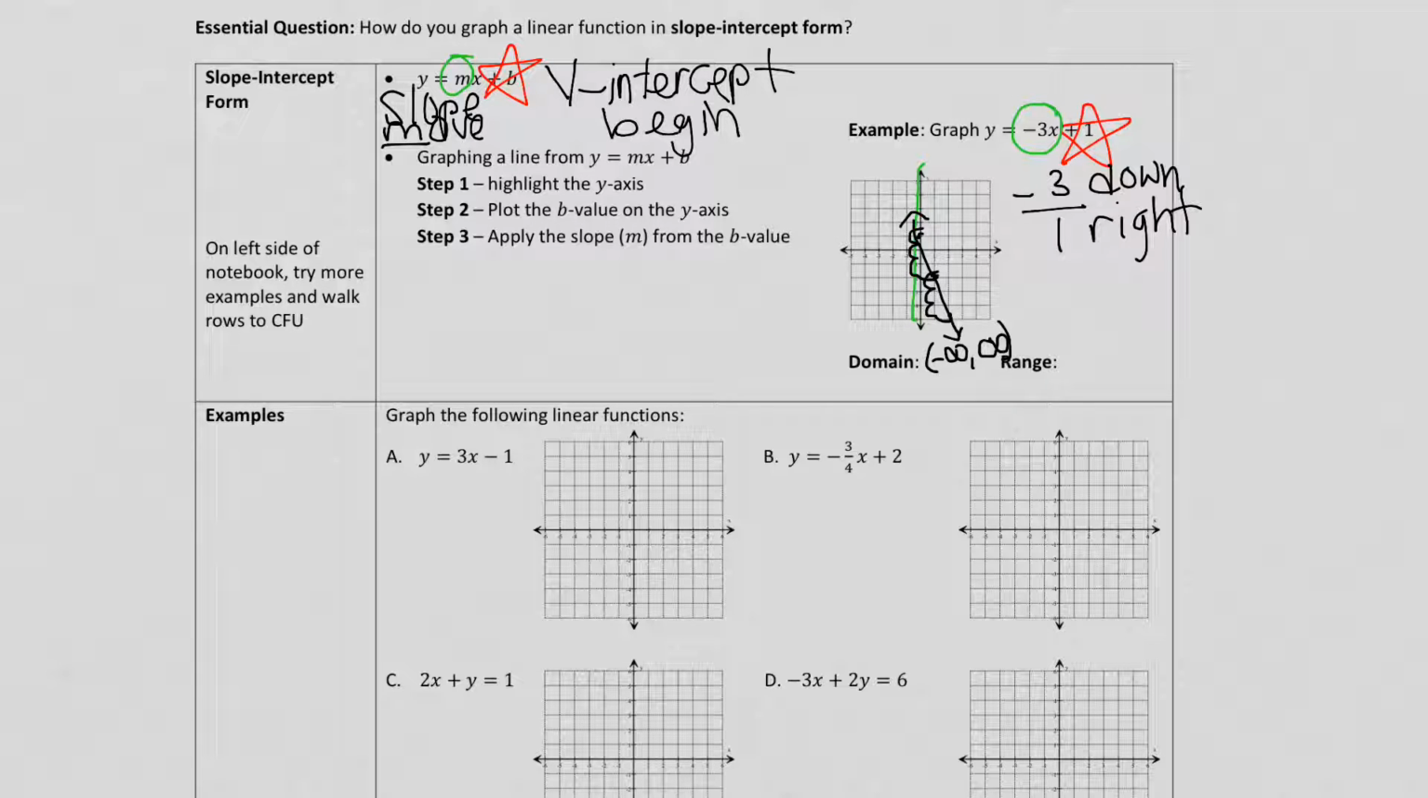Same thing with my range. It's going to keep going up forever and down forever. So my range is going to be negative infinity and positive infinity.